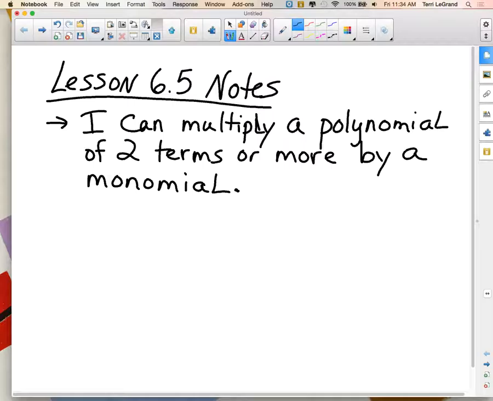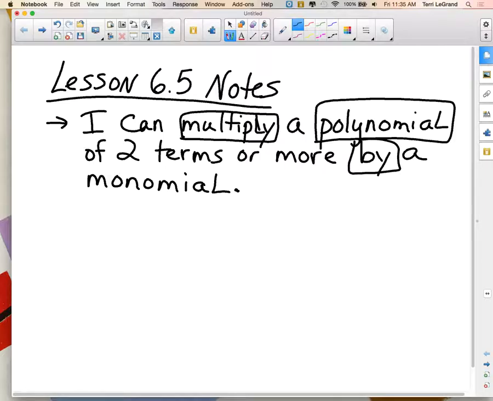Okay? So, I think the key words in here: multiply, polynomial, by, monomial. Okay, those are the really key words. I want you to do the same thing in your learning. I want you to underline, box, circle, something. I can multiply a polynomial, so we're going to multiply a polynomial by a monomial.